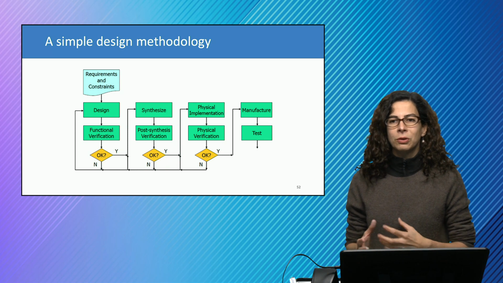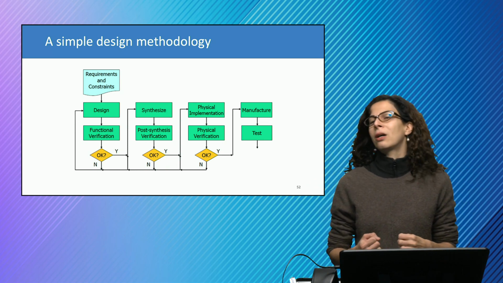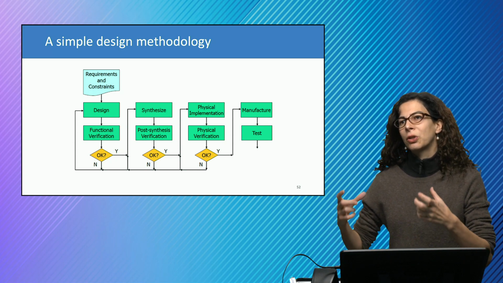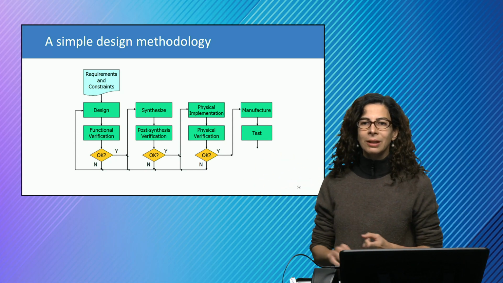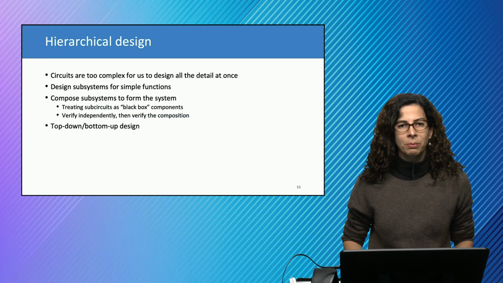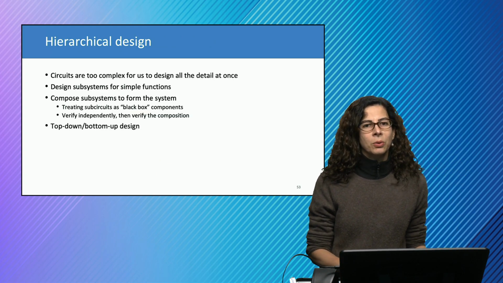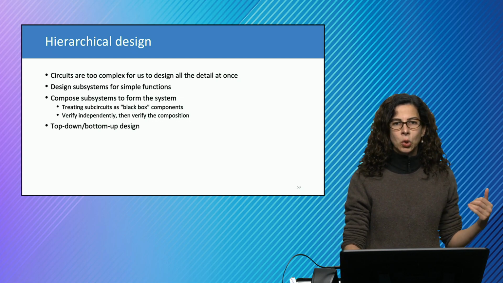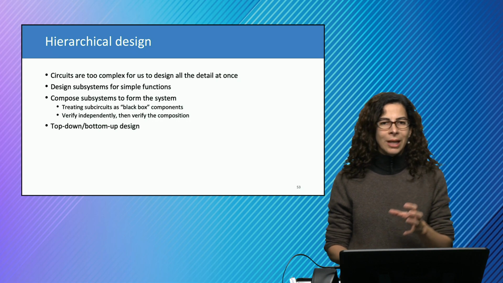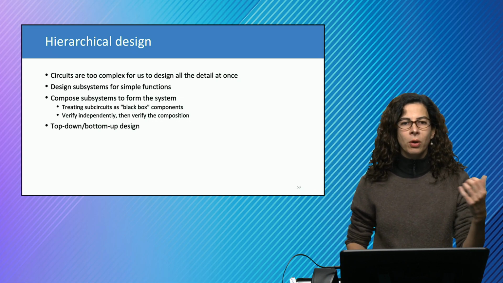And of course, if you're designing a custom chip, ultimately the last level is sending a functional design to the fabrication facility. And once it comes back, we test it to see if it's working properly as designed. So the circuits are just too complex. We need to design subsystems, and then we test them and we compose them to form a system.